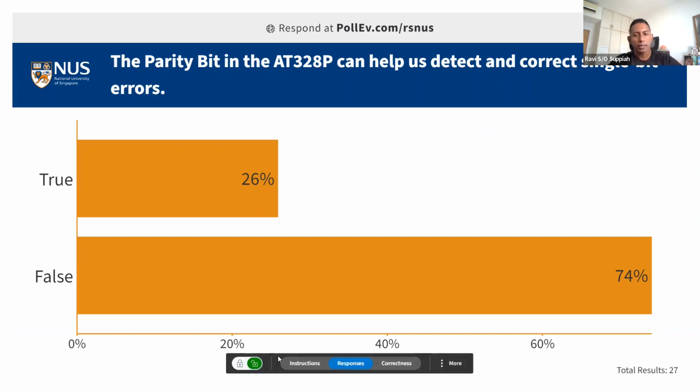Okay, so let me end this poll here. All right, so basically, it's asking whether the parity bit can help us detect and correct single bit errors. Okay, so the keyword here is correct.